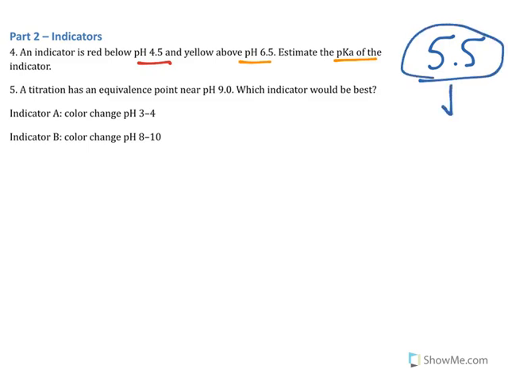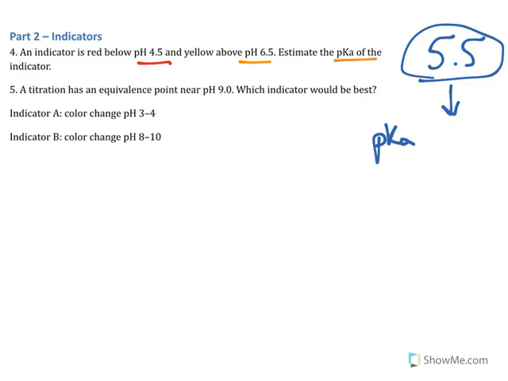So we could only use this indicator where we have an acid that also is going to have an equivalence point around 5.5. We want the pKa of that indicator to change where that acid is going to change colors as well. And that kind of piggybacks us into question 5.